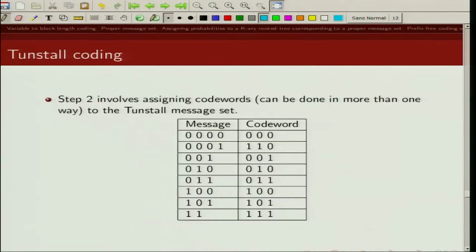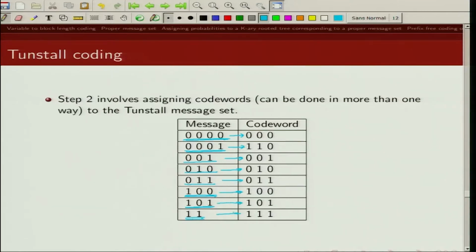So those have been listed here: 0, 0, 0, 0, 0, 0, 1, 0, 0, 1, 0, 1, 0, 0, 1, 1, 1, 0, 0, 1, 0, 1, and 1, 1. These are the parsed messages that I am getting from my proper message set. Now these are my total m messages. Since I am using binary code words of length 3, I now have to assign a fixed length code to each of these messages.